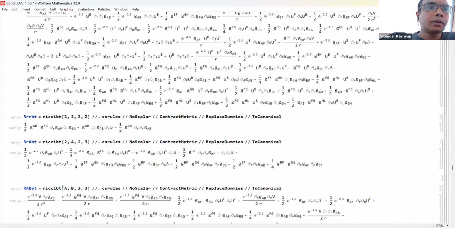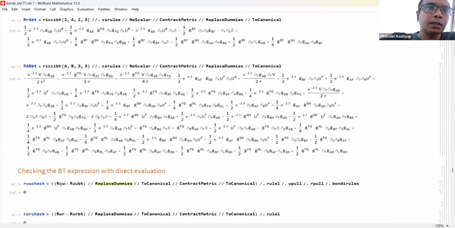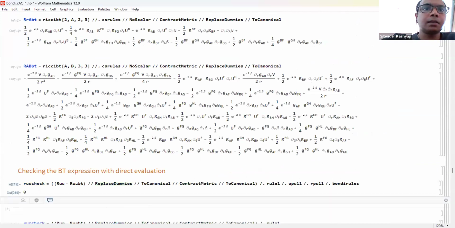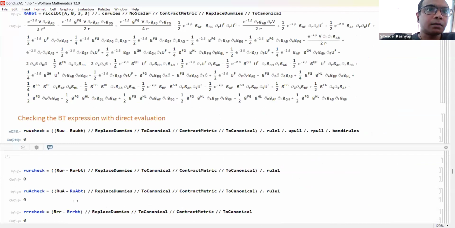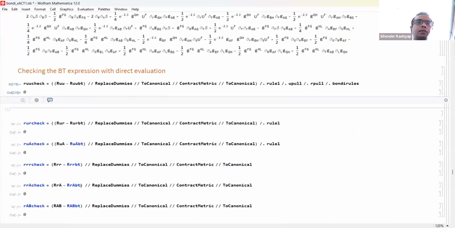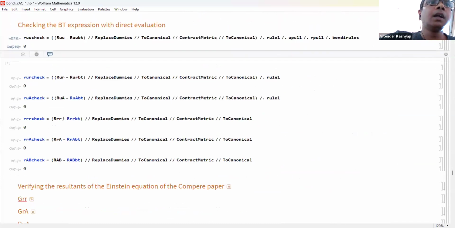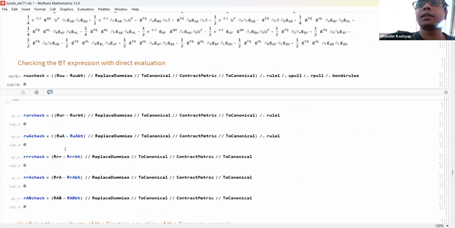So this is the RUU that we had. This is Varnish Thresh. If you just run it, then it shows that it is 0. We did not run all of them, but all of them get verified. So essentially, we have verified the Einstein equations given in the Varnish Thresh paper. This sets up that everything is fine. So I'm done with the first part of this verification. The next part is actually solving the Einstein equation.